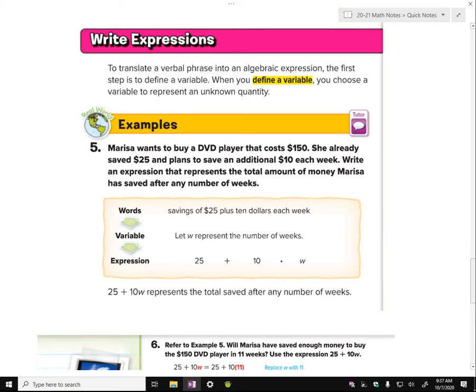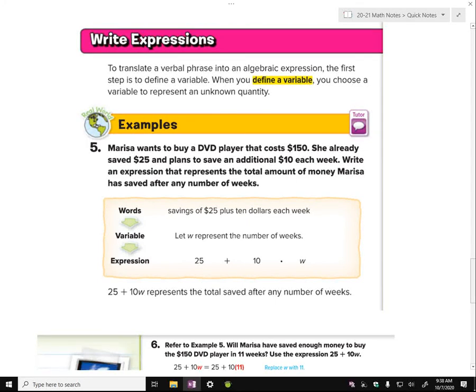So this one is very dated, when a DVD player costs $150. So Marissa wants to buy a DVD player for $150. She already saved $25 and plans to save an additional $10 a week. Write an expression that represents the total amount of money Marissa saved after any number of weeks, so she can see how close it is.